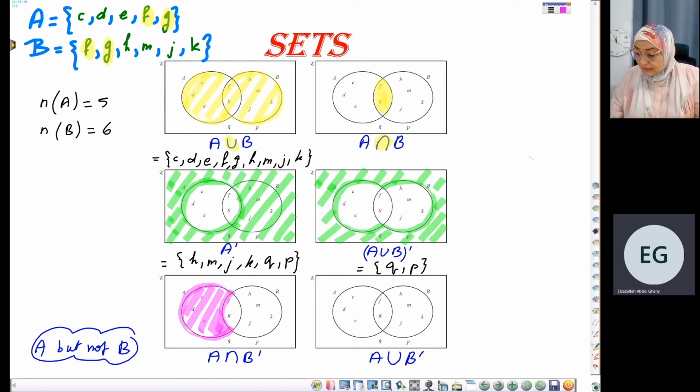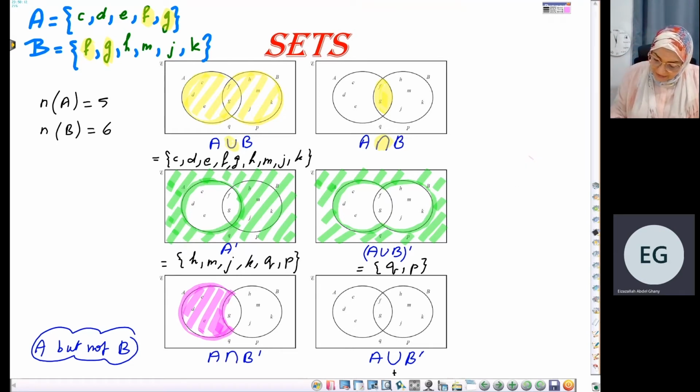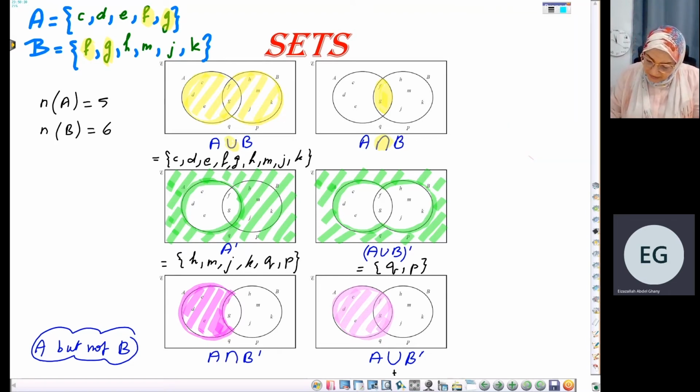The word union means in addition to. It means I'll shade the whole set A, in addition to set A, everything outside B, but in the universal set. The whole set A, this one. Okay, this is the whole set A. Shade, shade, shade, shade. In addition to set A, everything outside B, but in the universal set.